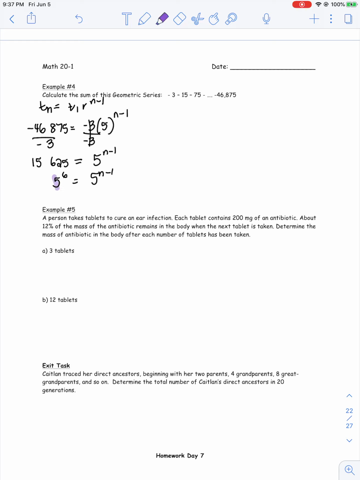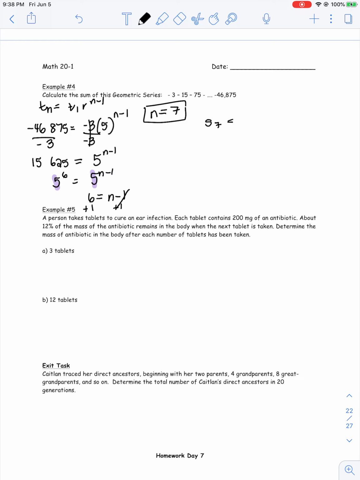15,625. The reason I do that is because if the bases are equal, we can ignore them and look at only the powers to help us solve for what n is. So if we add 1 on both sides, we actually know that n equals 7. So there are 7 terms in this series.